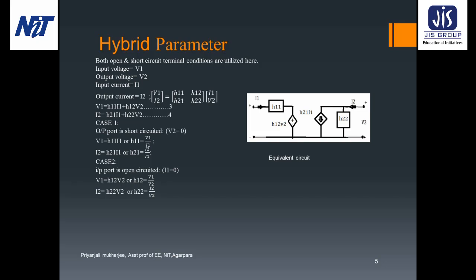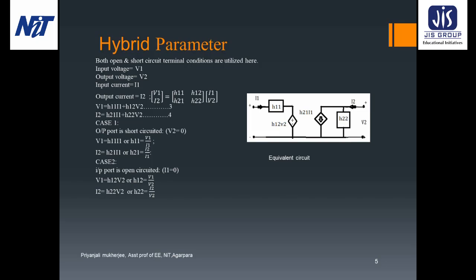Now we can consider two cases. For case 1, we are considering that the output port is short circuited, and at that condition V2 becomes 0. When we put V2 equal to 0 in equations 3 and 4, we find that H11 is the ratio of V1 and I1 at the condition V2 equal to 0, and it is known as the input impedance. Whereas from the second one, we find that H21 is the ratio of I2 by I1 at the condition V2 equal to 0, and this is the forward current gain.